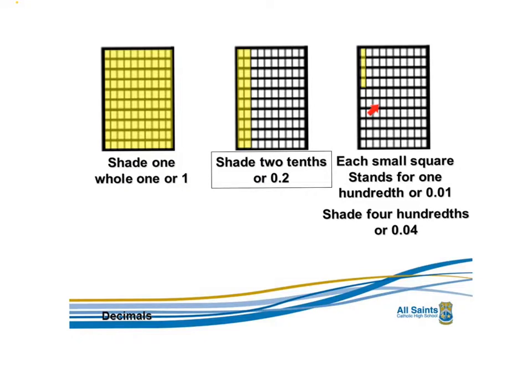And each small square stands for 1/100th, and that would be written 0.01. If we shaded 4 little pieces, that would be 4/100ths. And these are all pieces of 1 unit.